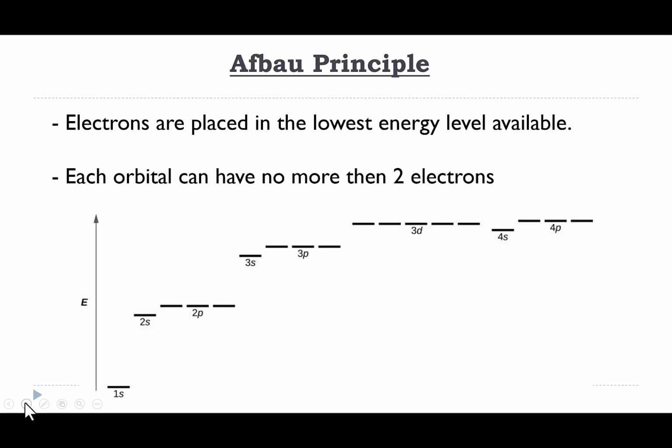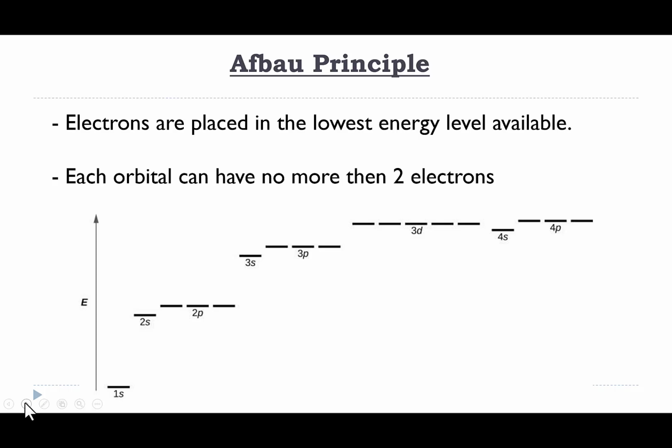Electrons, so I said this is a very strict set of rules. So the first rule that we're going to talk about is something called the Aufbau Principle. The Aufbau Principle tells us that electrons are placed in the lowest energy level available, and that each orbital can only have 2 electrons, no more.